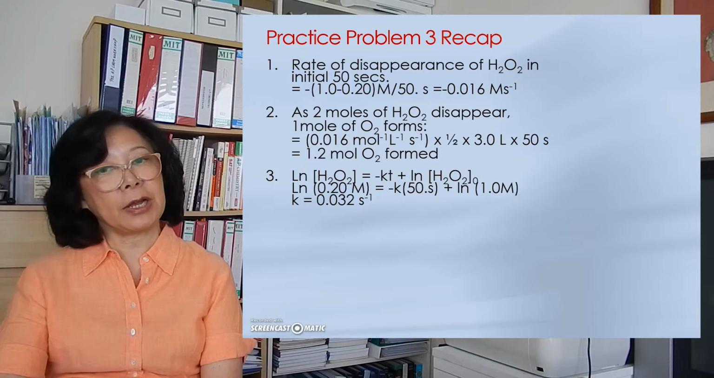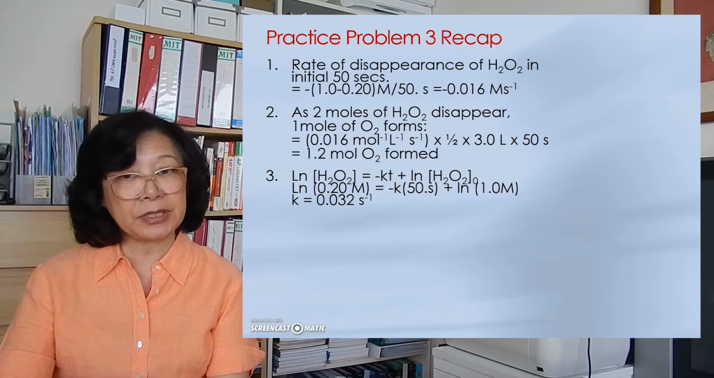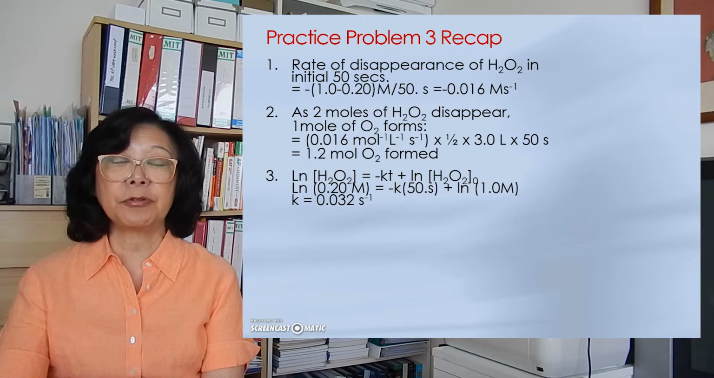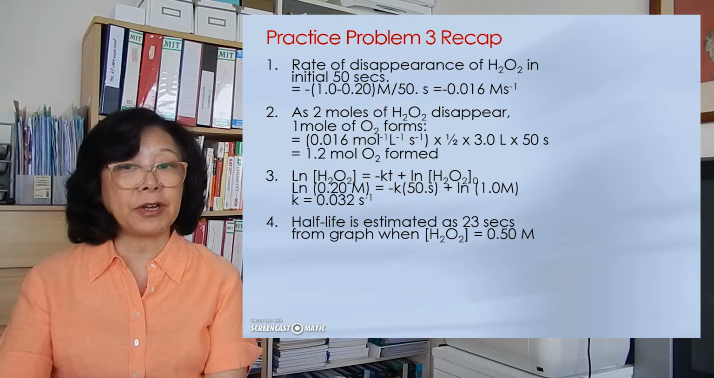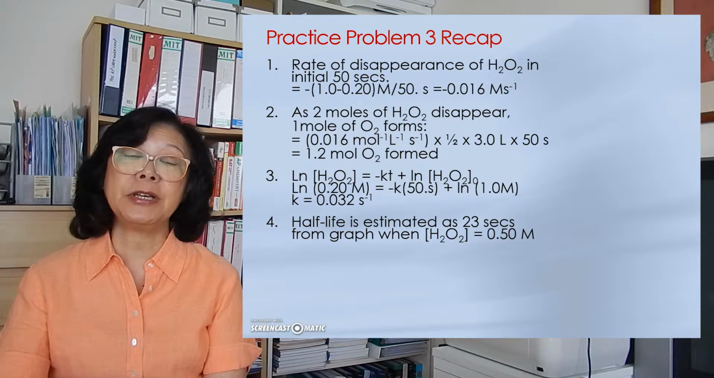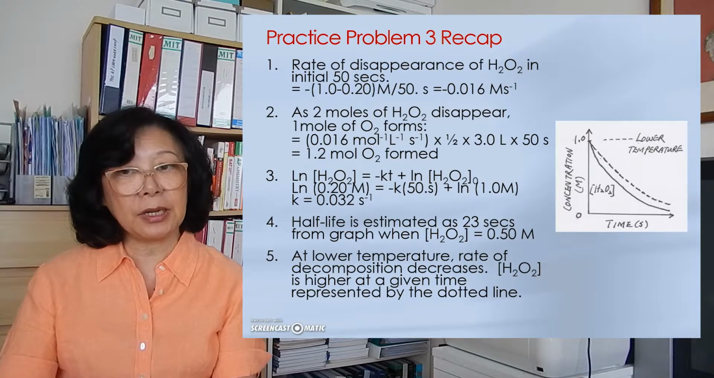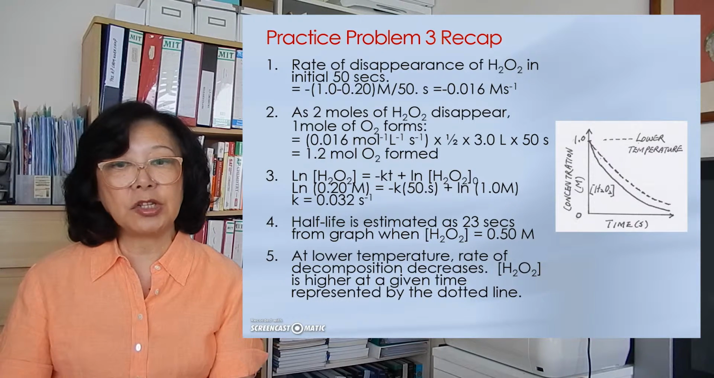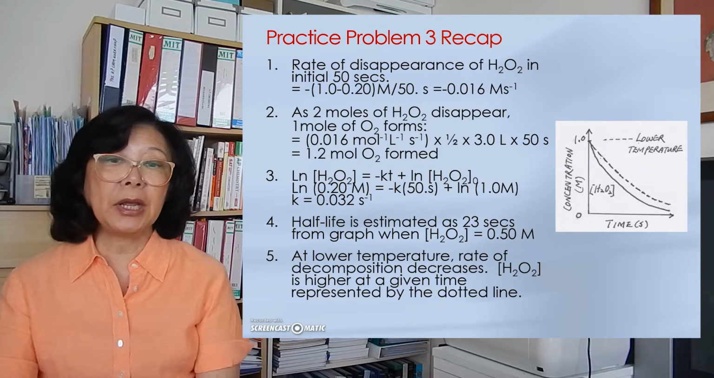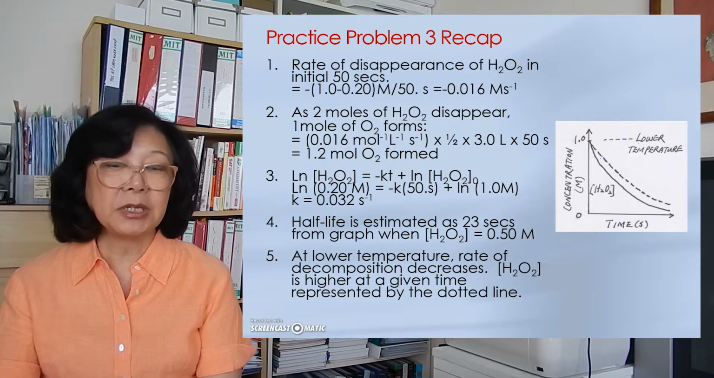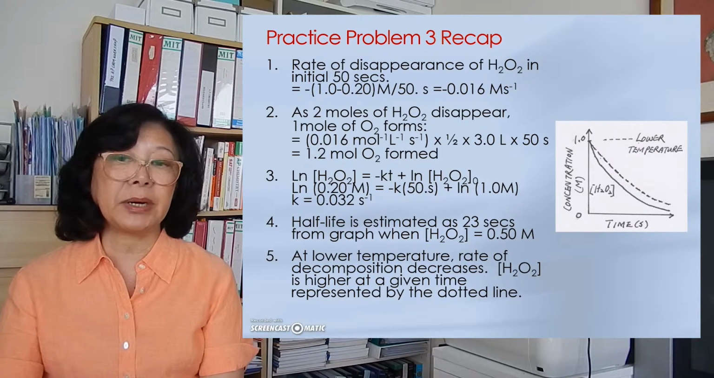Then we use the integrated rate law to find the K rate constant. Plugging into 0.2 molar and 1 molar and 50 seconds in time, we get the rate constant 0.032 per second. The half-life, as I said earlier, if we go to 0.5 molar, the corresponding time is about 23 seconds. And then when we want to plot the graph, here I have the dotted line representing the rate over lower temperature, because at a lower temperature, the rate of decomposition will slow down, will decrease, so the concentration of hydrogen peroxide would be higher at a given time, represented by the dotted line.